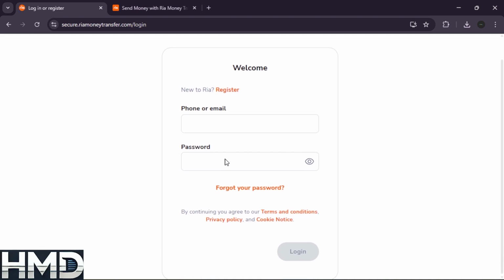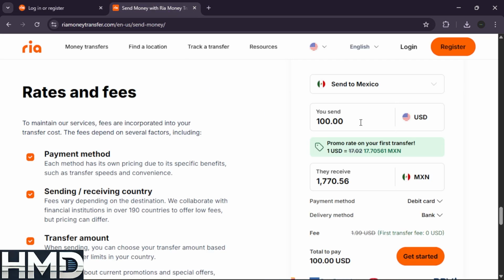Next, pick the amount and the country. You need to decide how much cash you want to send and where in the world it needs to go. Type the numbers for the money into the box. Pick the country from the list where your friend or family member lives.